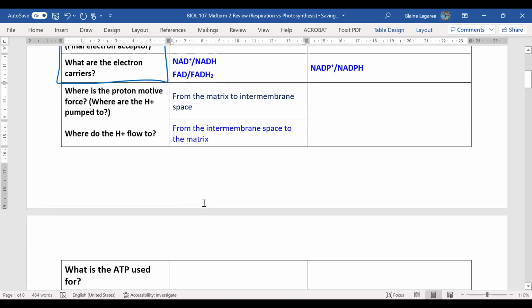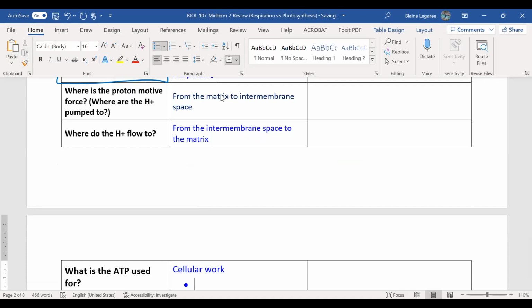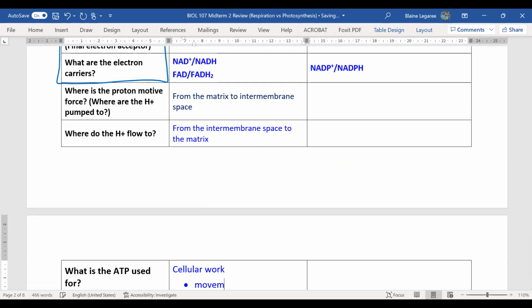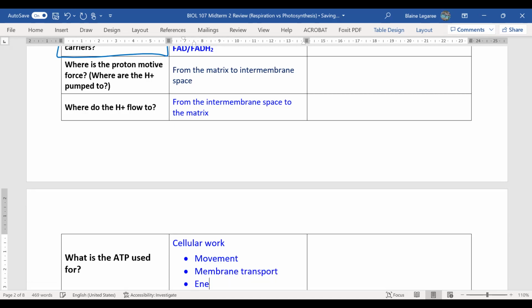Okay, and the last question says, what is the ATP used for? So why are we making ATP in the mitochondria? We're making it for what we call cellular work. Some examples of cellular work include movement, so movement of organelles or movement of muscles, transport of things across the membrane, so we'll call that membrane transport, and energy coupling is the last one. Of course, there are probably other examples of cellular work. I can't think of any off the top of my head at the moment, but those are the three that we discussed in class.